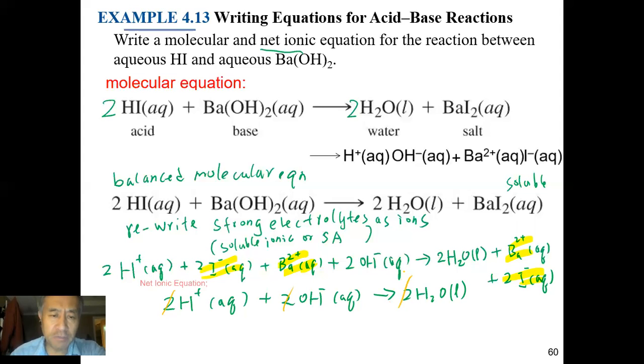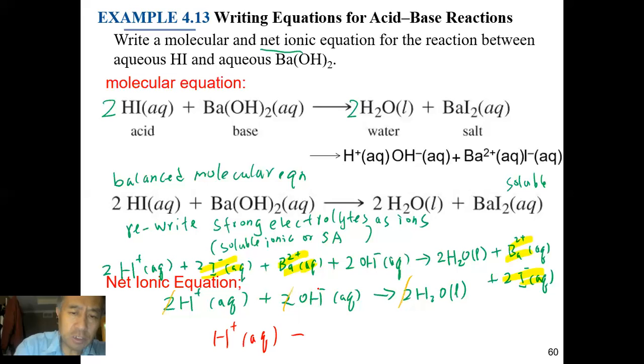So finally you get: H plus aqueous, plus, because they all had two, OH minus aqueous, then produce H2O liquid. So this is not a six, that is an O.